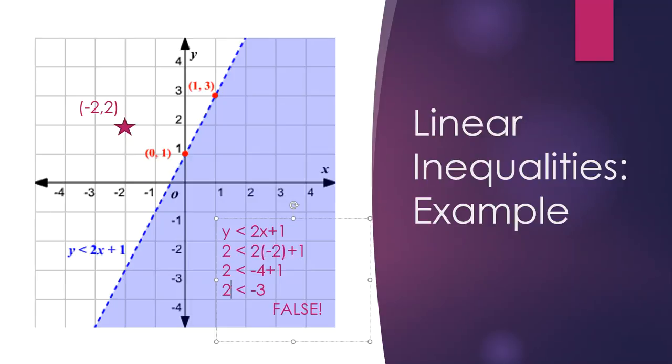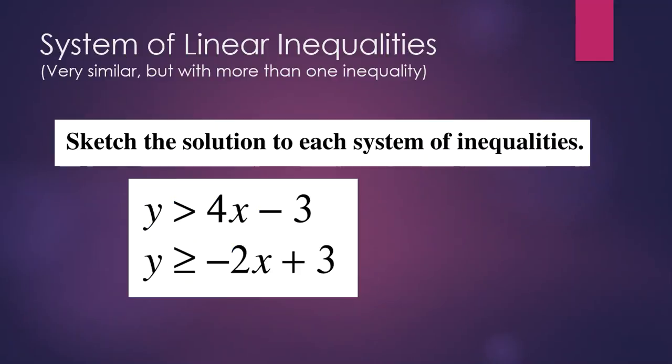So now let's jump over to a system of linear inequalities. And a system of linear inequalities is very similar to what you were doing last week, but there's more than one inequality. So we have to meet more than one condition. So I'm going to do a couple of examples with you right now. The first one says to sketch the solution to the system of inequalities. So we have y is greater than 4x minus 3, and we have y is greater than or equal to negative 2x plus 3. So we're going to start with this first inequality. Y is greater than 4x minus 3.